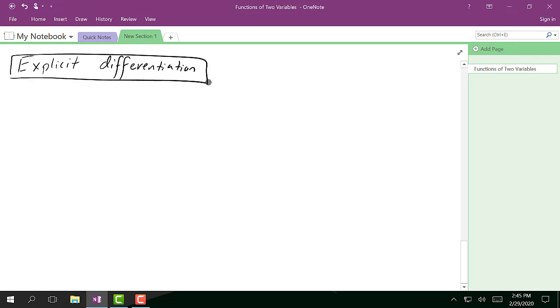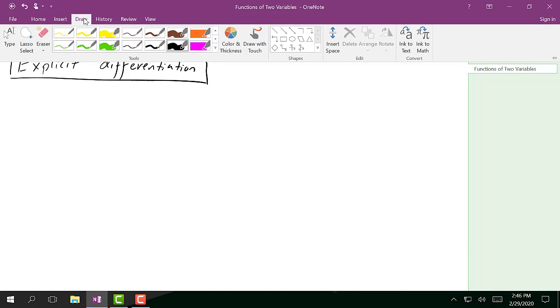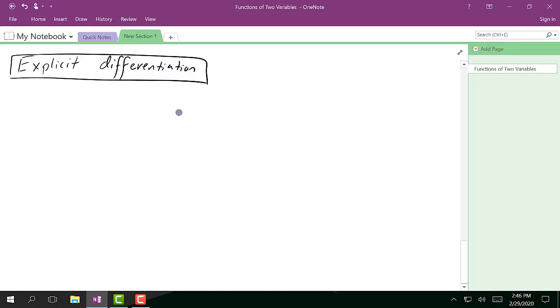Okay, so for this type of differentiation that we're looking at, we're going to have two different cases. Case one is going to be that of the total differential, which we can use in some interesting applications.